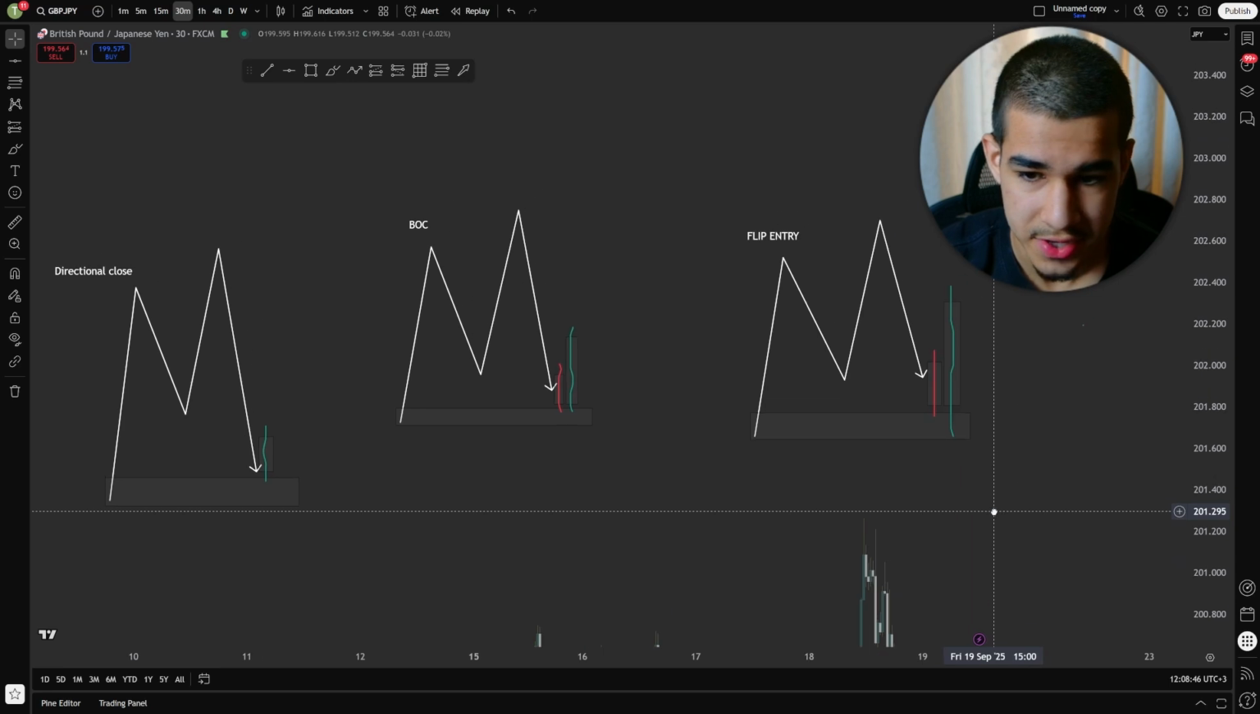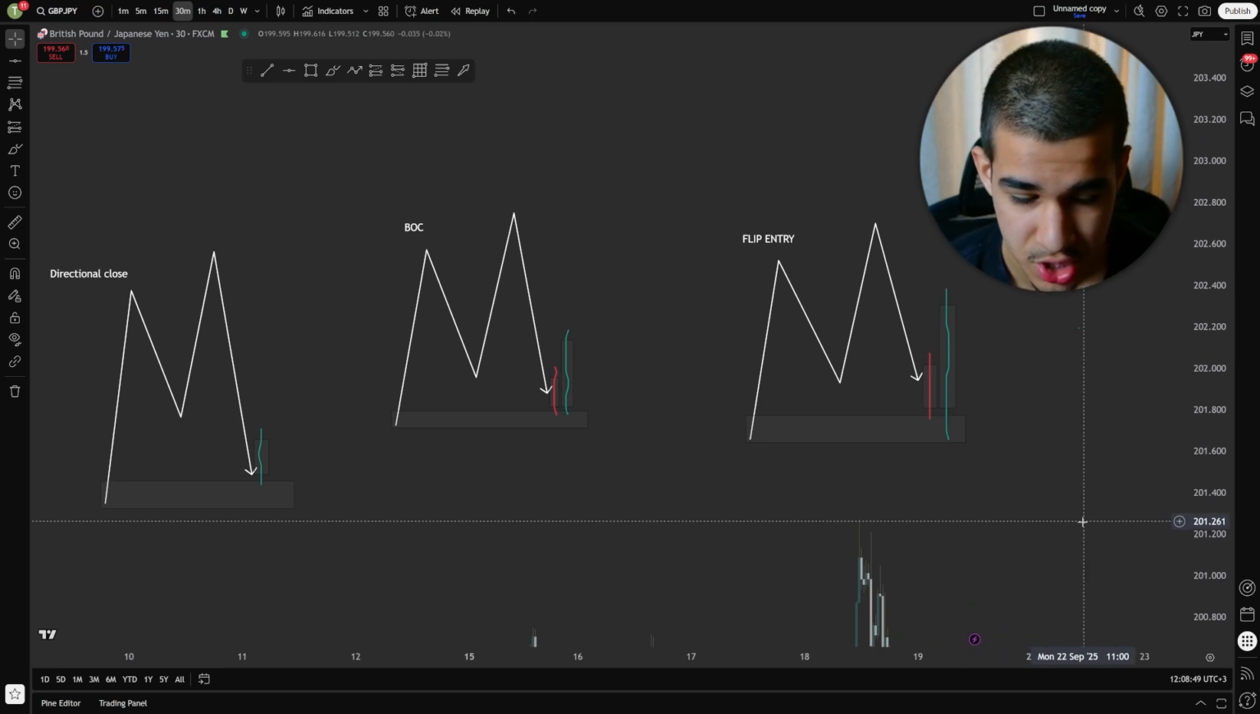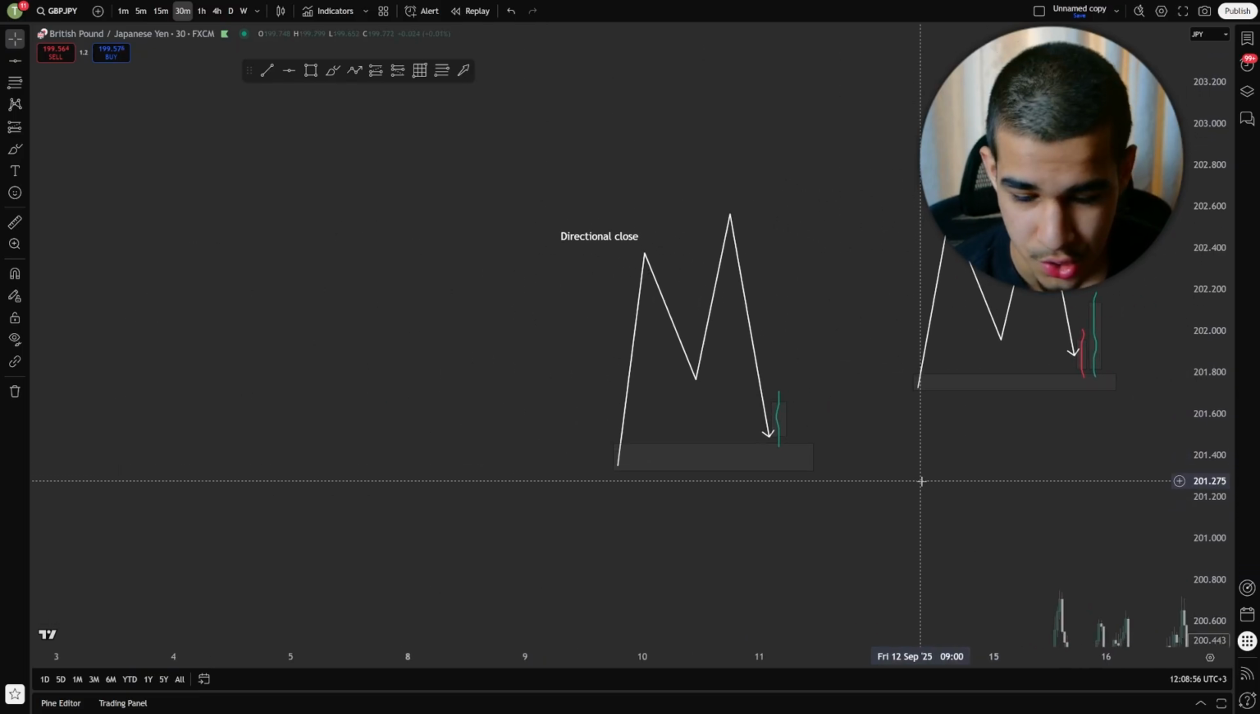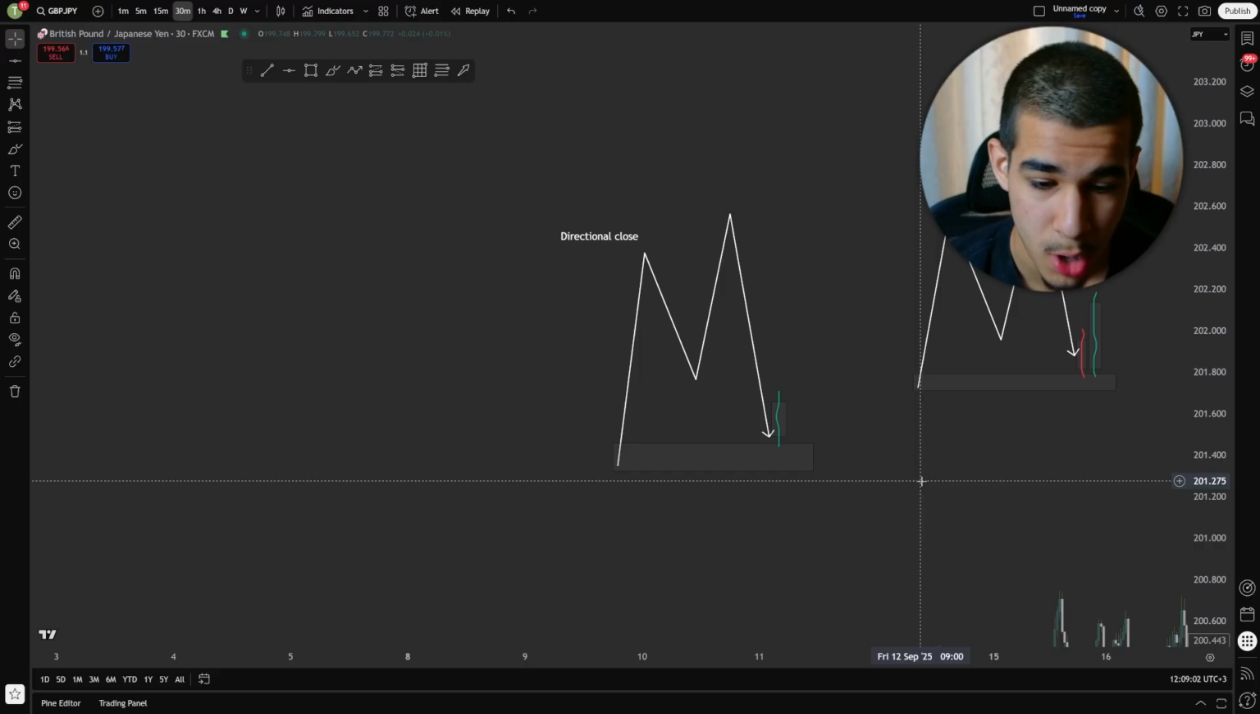All right, so I have 3 examples here. You can make a quick screenshot if you want to. All right, now let me go explain each one. So a directional close, each one of these examples is on a demand zone example.